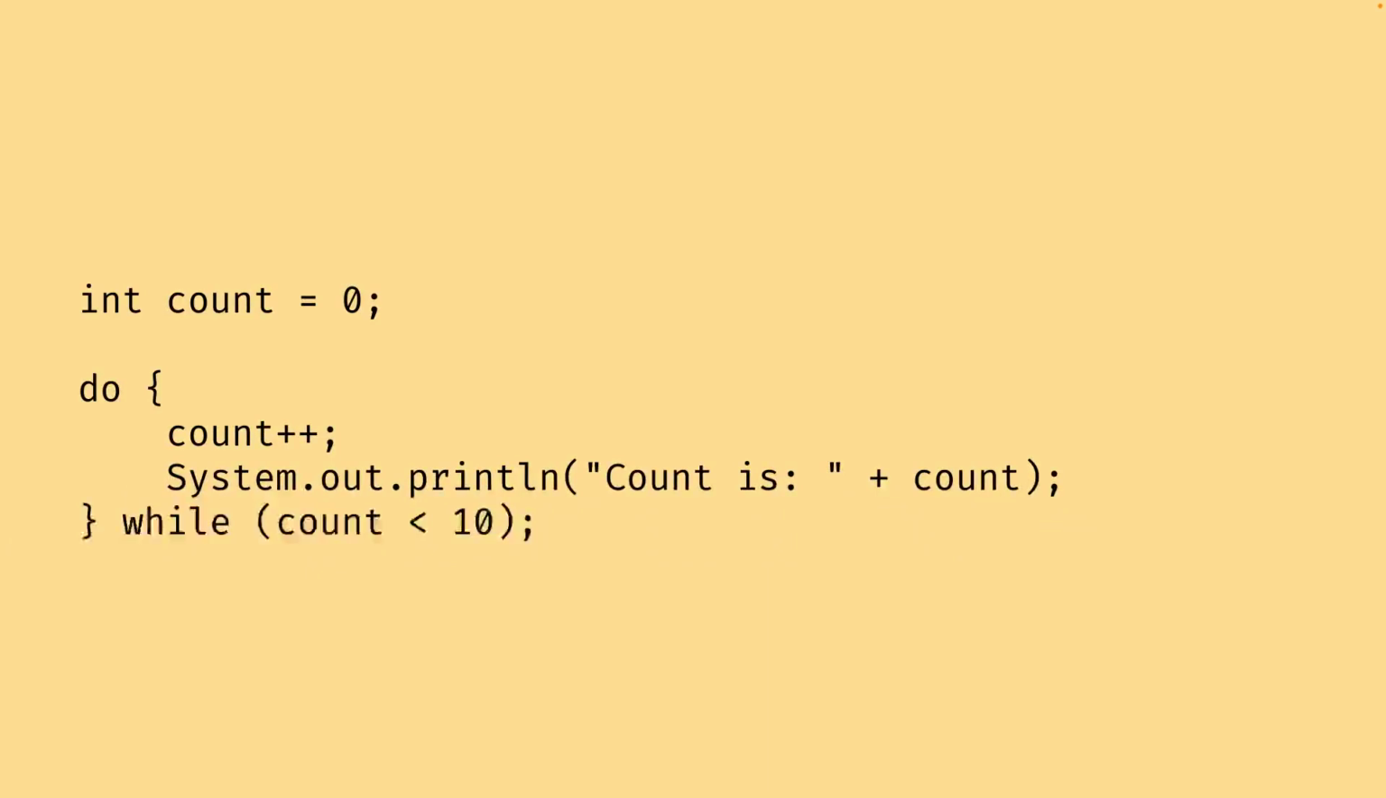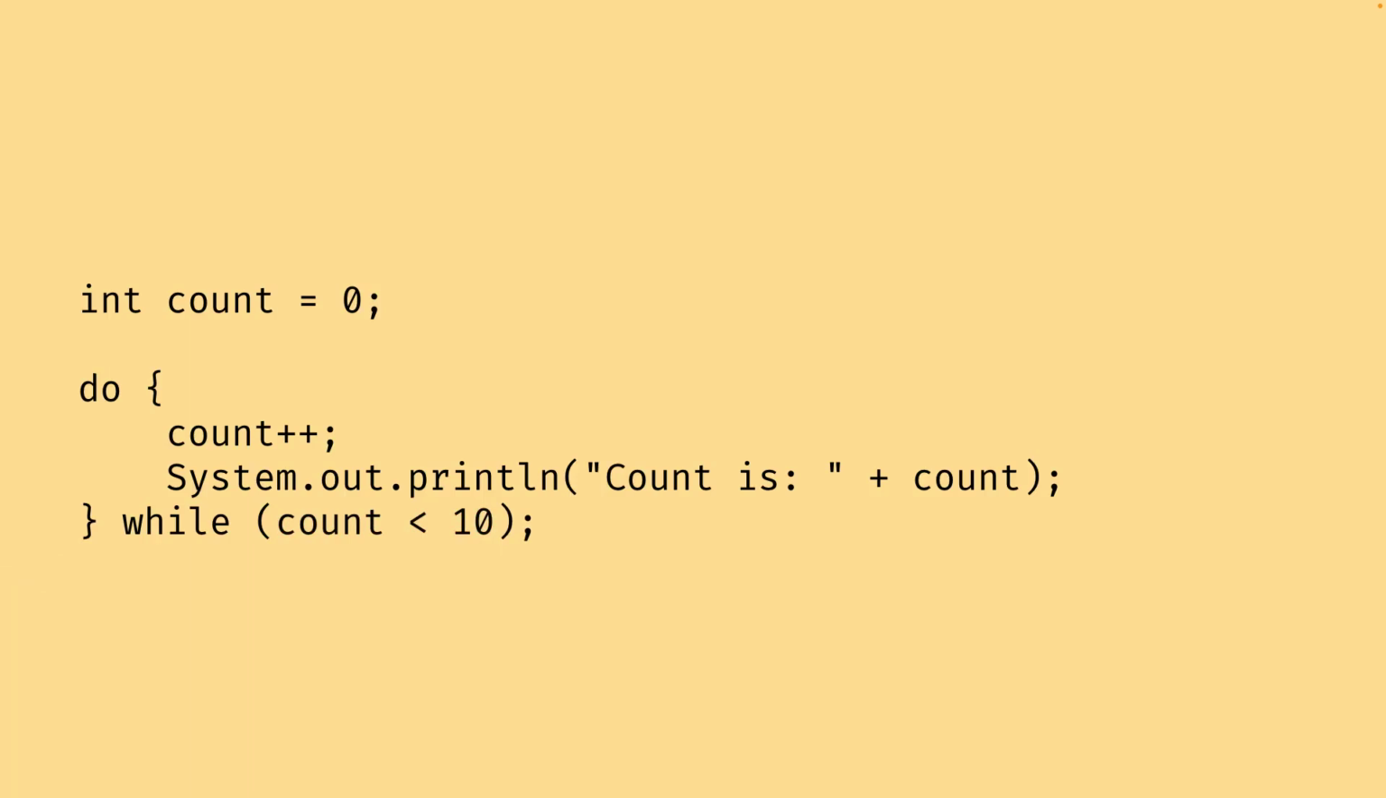So here's an example of the do-while loop. In this example, the do-while loop will execute the code inside this block at least once before checking the loop condition. So it's going to start with count++ and then printing the value of count. If the condition is true, which it is, the loop will continue to execute and the code inside the block will be executed again. If the condition is false, the loop will terminate and the program will continue executing the code that follows the loop.